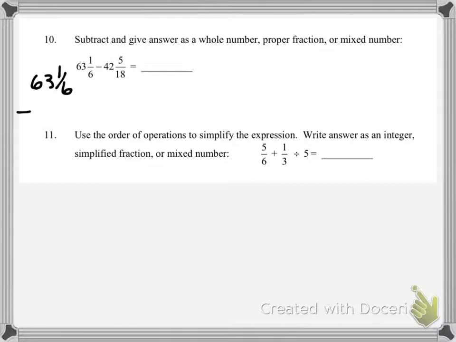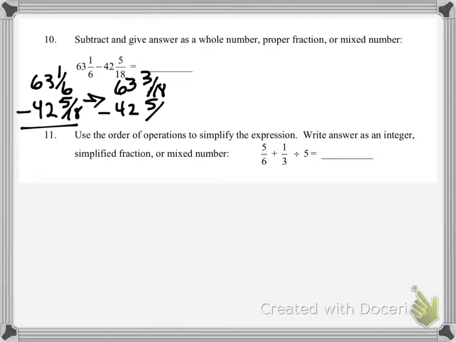Personally, I like to write these types of problems vertically so that I'm subtracting one underneath the other. I need to get a common denominator. You'll notice that I need to subtract 5/18 from 3/18. My fraction above isn't big enough, so I'm going to borrow. I'm going to take 1 away from my 63. That's going to leave me with 62, and that 1, I want to add to my fraction.